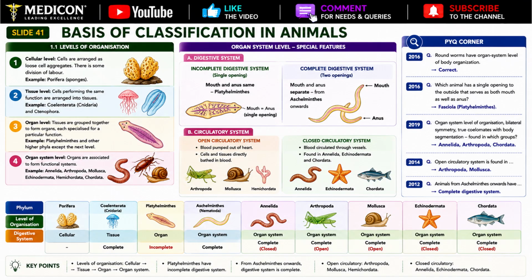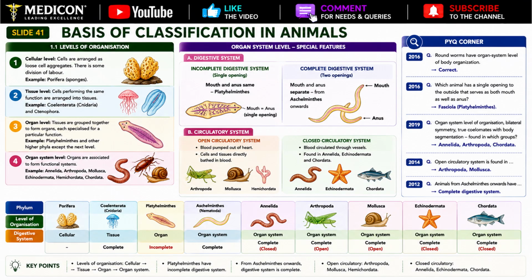Basis of classification in animals. This is actually very easy. Almost all biology students know this one. We just have to go through it superficially and also compare. Comparison is very important. For levels of organization, we know there is a cellular level, tissue level, organ level, and organ system level.